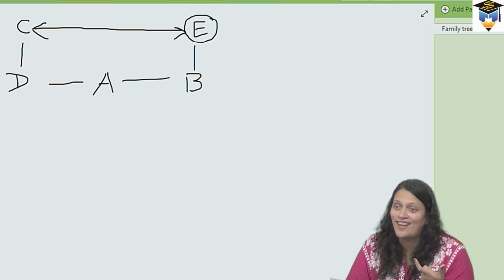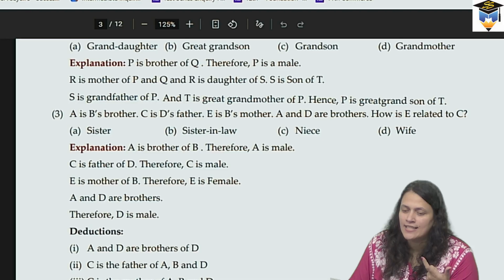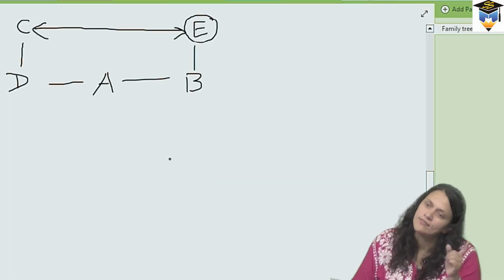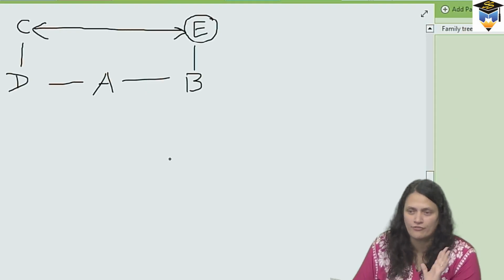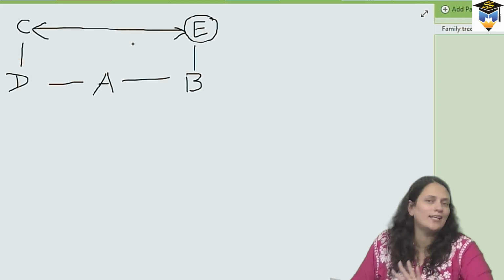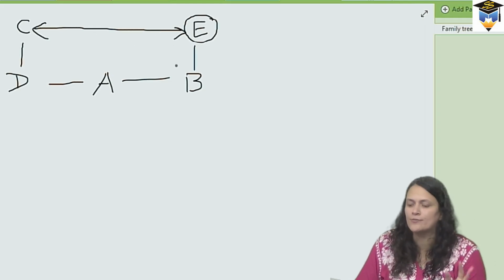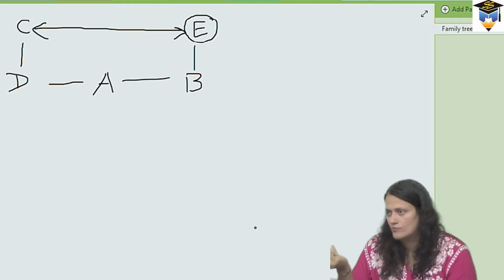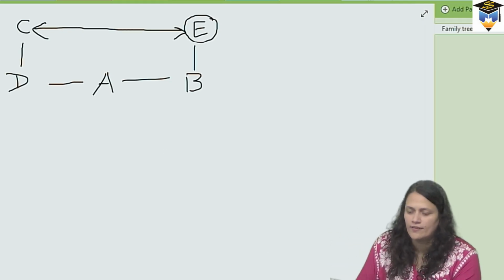Question कसा विचारला है? The question is asked as, how is E related to C? म्हणजे E ही C ची कोण आहे? Wife. So the answer is wife. So always show spouses by double-headed arrows, so you understand that they are not siblings. They are either husband or wife. And we know all the females are in circles only. So you understand that. Okay.